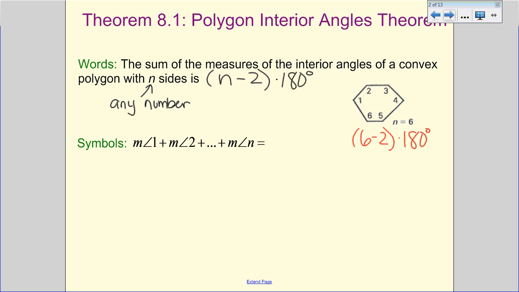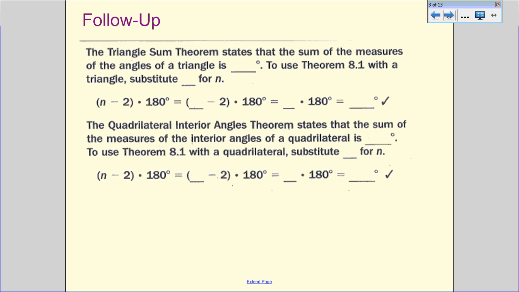Those concave ones have a little bit of a different rule. So in symbols, we would take the measure of angle 1 plus the measure of angle 2 plus 3 plus 4 plus 5 plus 6 up to whatever number you have, the final angle. This is the final angle, and it's going to equal that n minus 2 times 180 degrees.